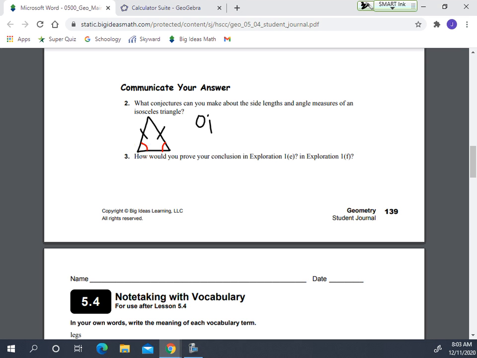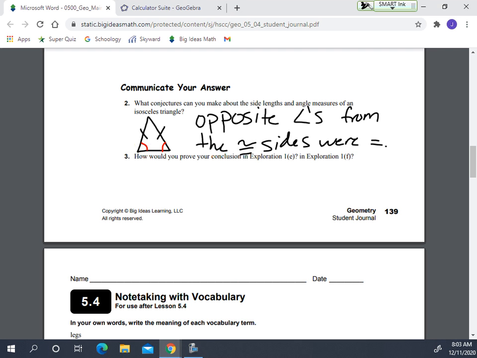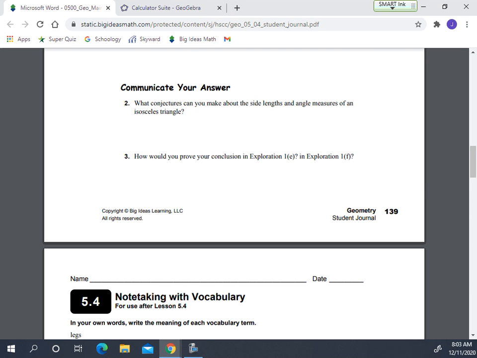What did we notice? We noticed that the opposite angles from those congruent sides were equal. So, opposite angles from the congruent sides were equal. How do you prove your conclusion? I kind of just did it. We could write a whole long proof. I'm not going to. Okay, I'm going to get into some notes here.